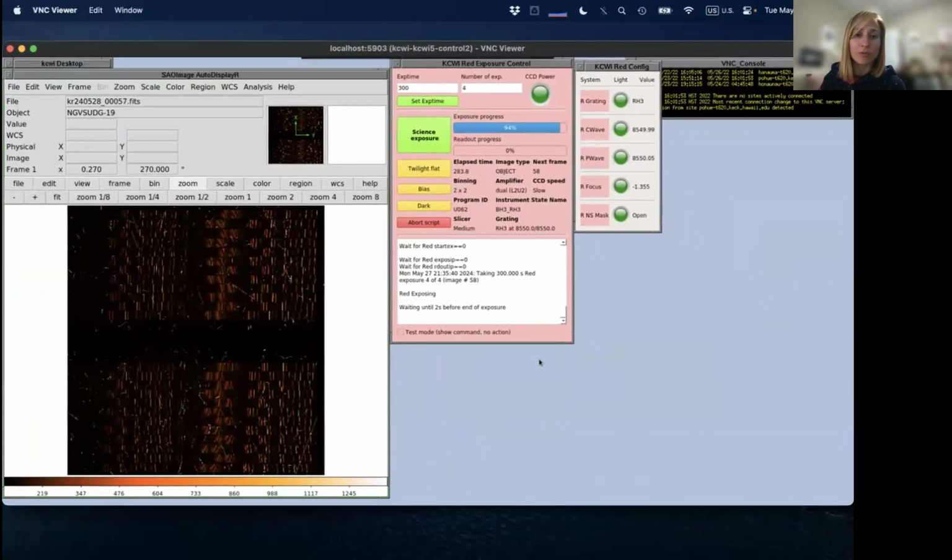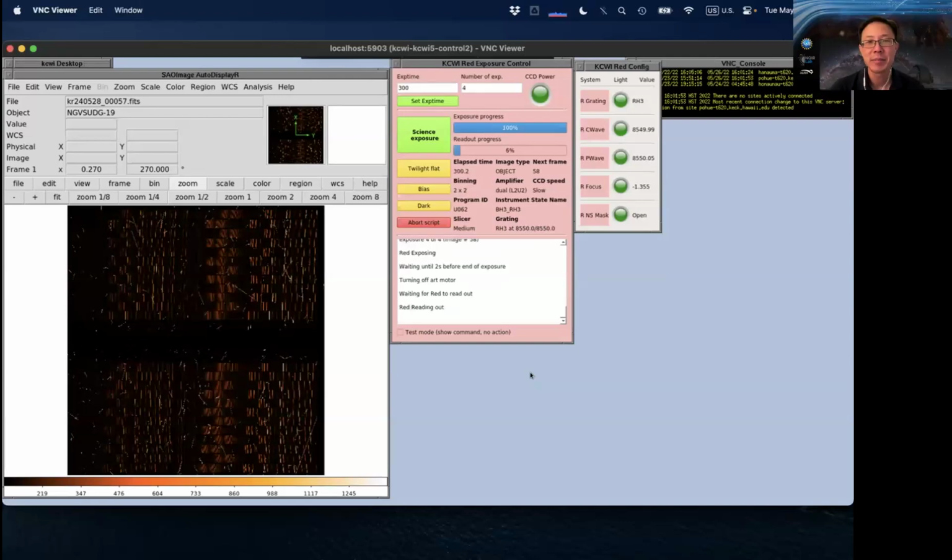We are about to hit the button to continue exposing. So are we going to move to the sky? Oh no, we're just going to do the object again. Object, sky, object. So now we repeat the object. Yeah, that's right.